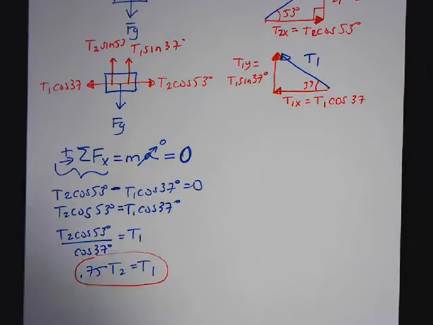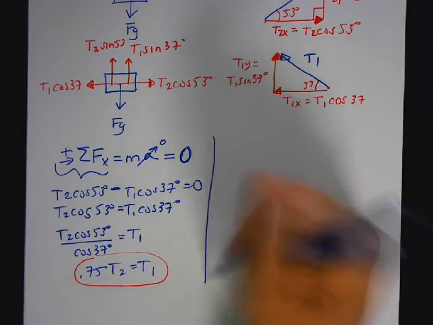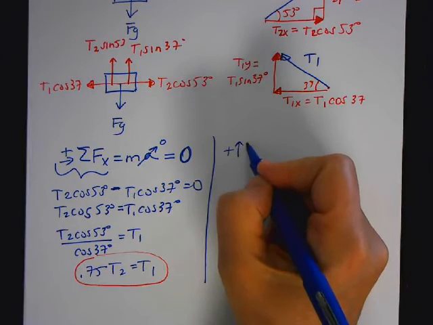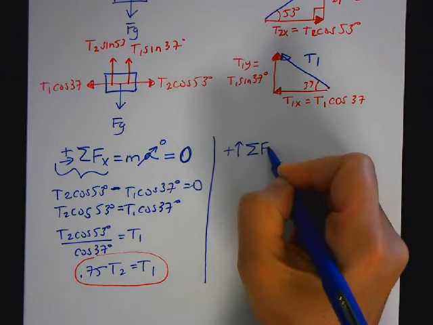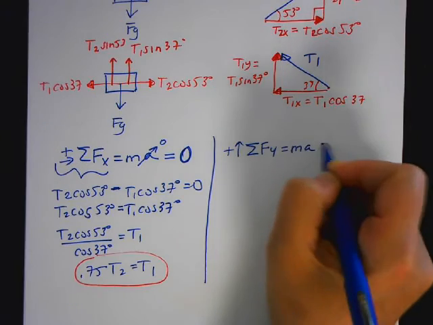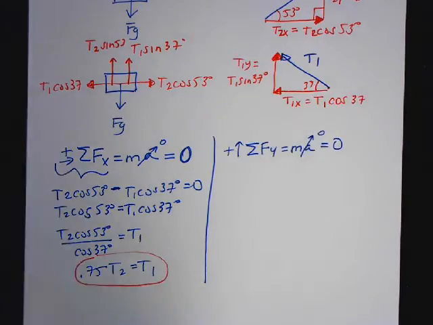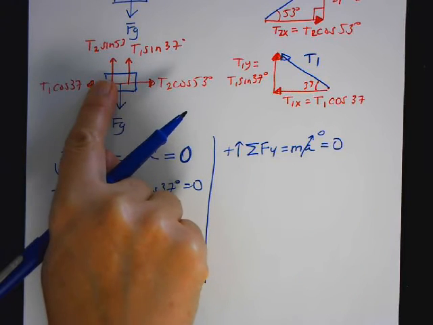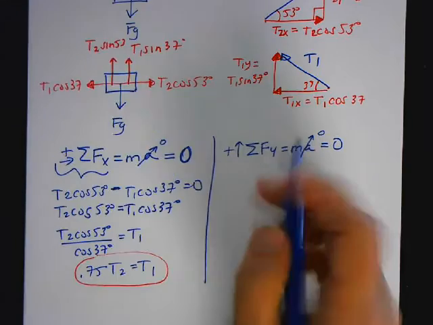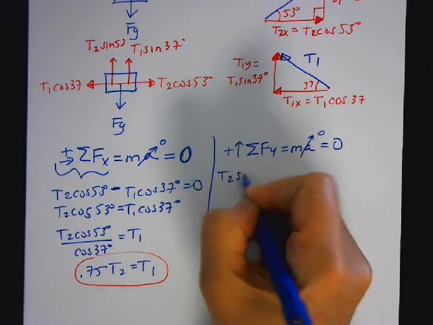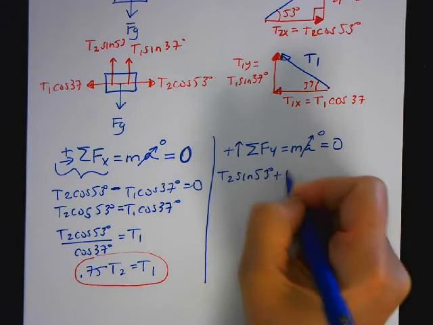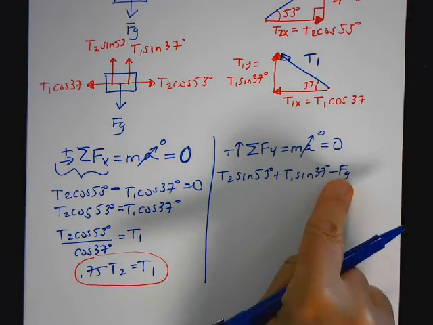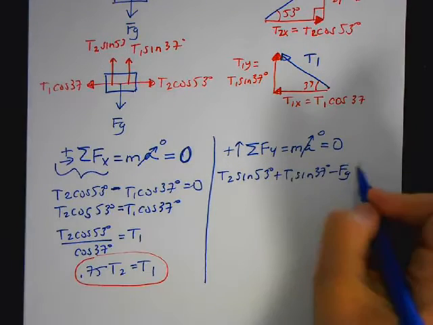So what I'm going to do now is sum forces in the y direction. There's my sign convention. Summation of, I'm calling up positive. Summation of F_y is equal to ma. This is equal to 0 because this is in static equilibrium. Now I'm looking at this picture. So T2 sine of 53, is that up or down? It's up, so it's positive. So I have T2 sine of 53 plus T1 sine of 37 minus F_g. Why is this negative? Because it's going down, is equal to 0.